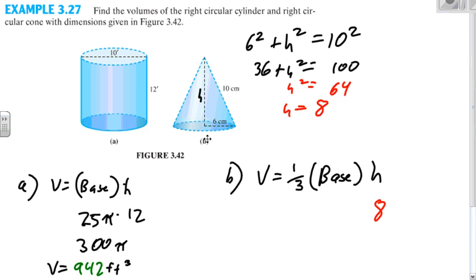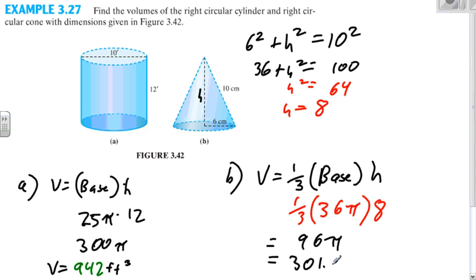The area of the base, since it is a circle, is pi times radius squared. The radius is 6. Squared, it would be 36. So it's 1/3 times 36 pi times 8, which is 96 pi. 96 times 3.14 is 301.44, and the units will be centimeters cubed.